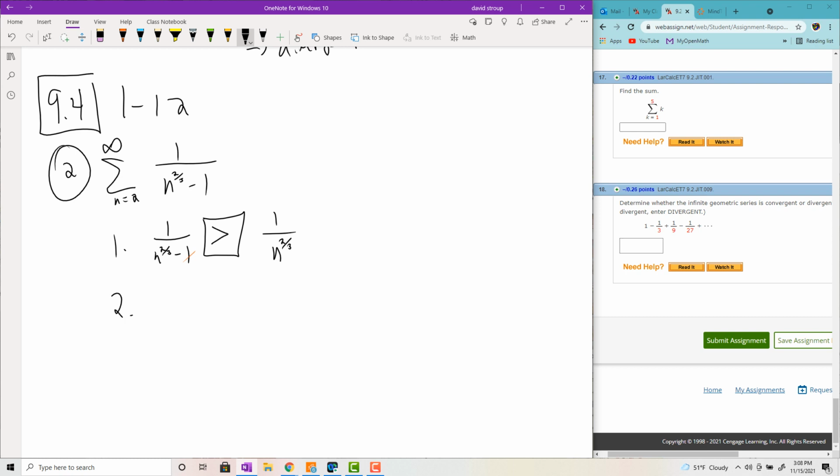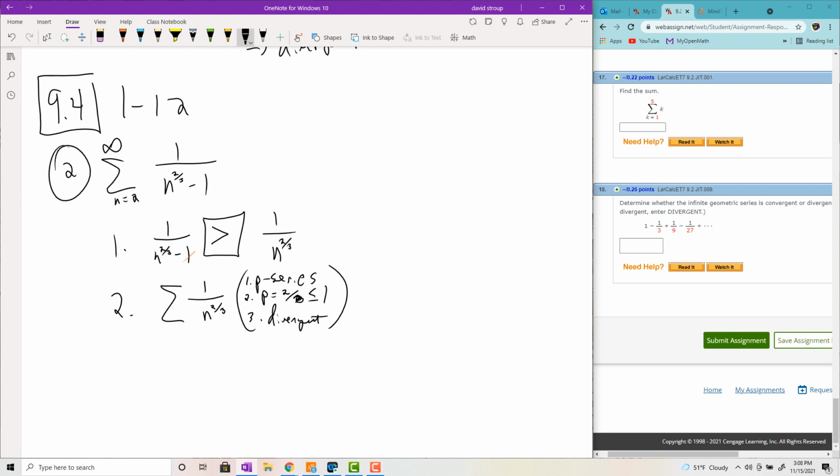Now that'll work because the series with the terms 1 over n to the 2/3, well, what is that? It's a p series. And you have to show me all this information. So first it's a p series. Secondly, what's the defining characteristic? p is equal to 2/3. And then thirdly, is it divergent or convergent? So if p is equal to 2/3, that's less than or equal to 1, so therefore it is divergent.